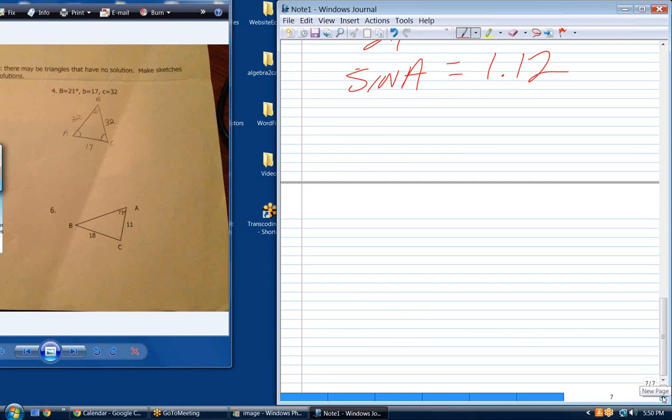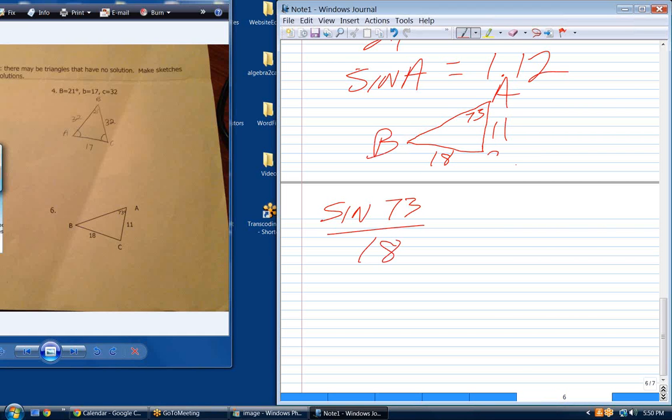So we've covered the only two hard situations. Everything else is just plug and solve. There are no conceptual problems. So it's just going to be sine of 73 over 18 equals sine of B over 11, and then times by. What's this number? Let me get it, one second.